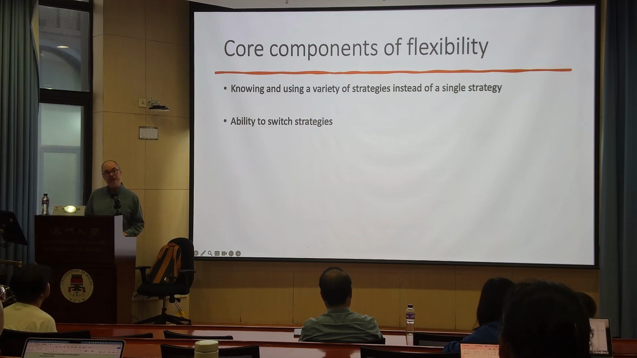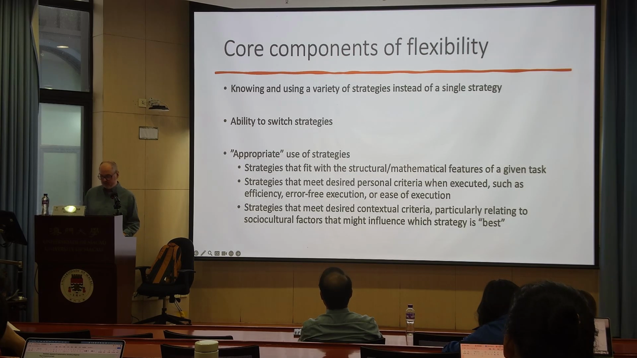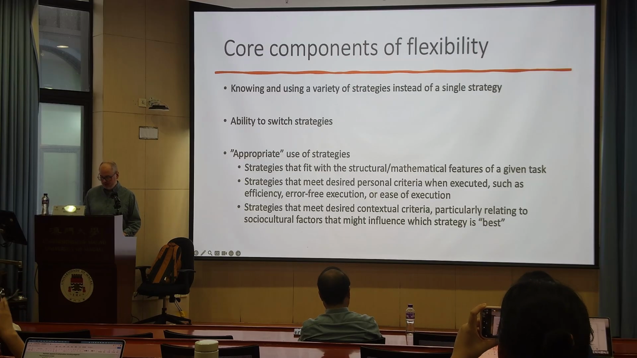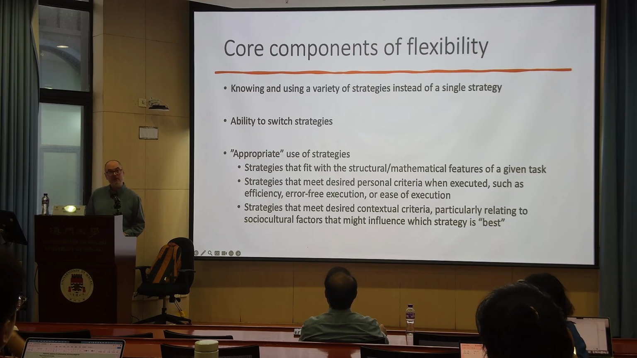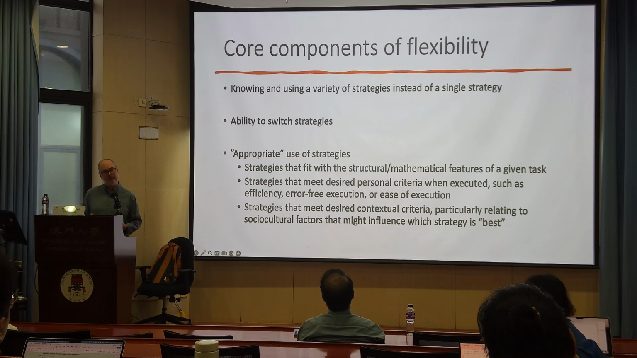The flexible solver also needs to be able to switch strategies. So let's think about all that I said with hammers and switching strategies. Switching strategies could be related to the features of the solver's cognitive or executive functioning system. Some solvers just have an easier time switching than others. And so the third thing about flexibility here that I talked about, and this came up in hammers, is that we have to figure out which strategy is most appropriate for the problem that we're working on. Appropriate might mean that the strategy is the best fit with the structural or mathematical features of the task, and you can think back to the examples that I showed. Appropriate could also mean that a strategy, when executed, meets some desired personal criteria like efficiency or error-free execution or ease. And appropriate could also be related to broader things that an individual or even a culture values. What makes a strategy appropriate?